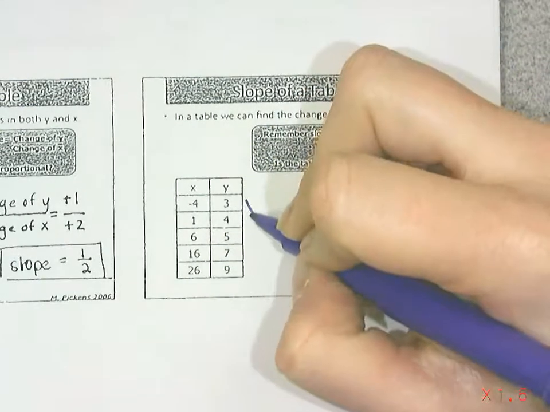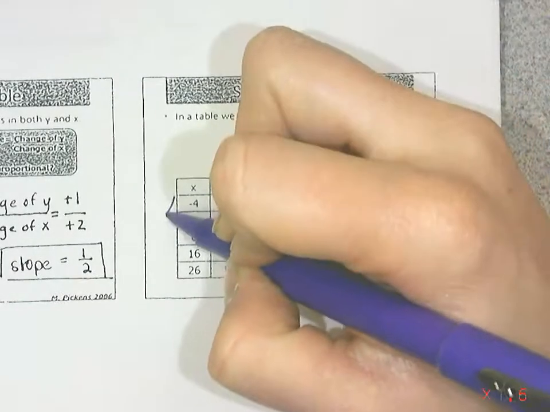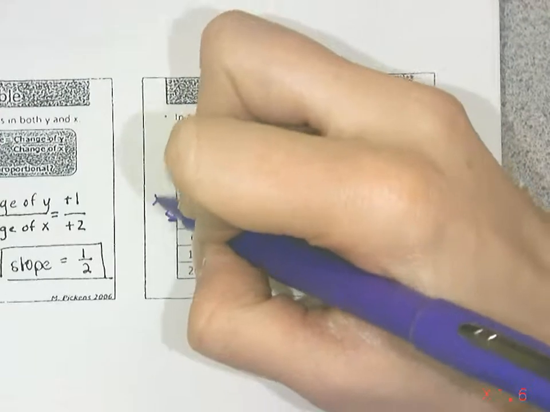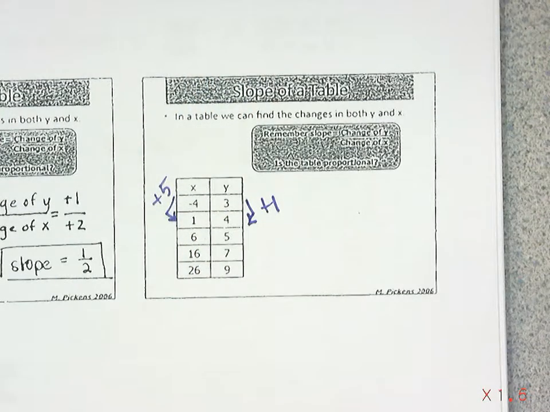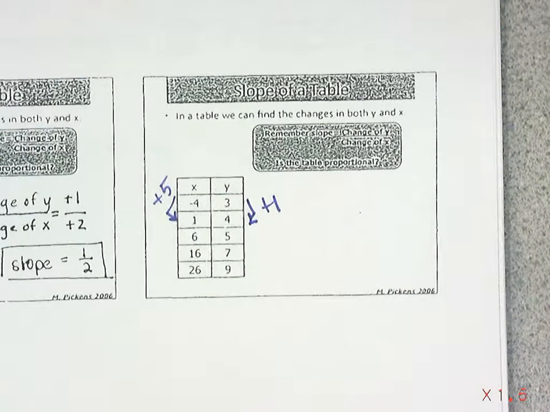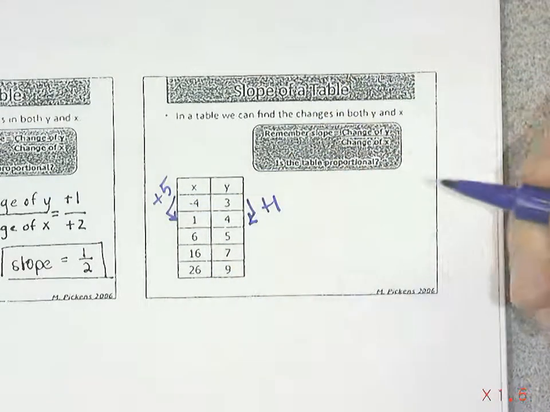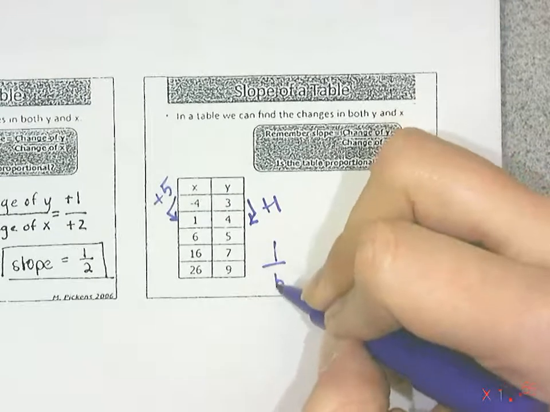So how do we go from 3 to 4? We add 1. How do we go from -4 to 1? We add 5. Then we need to write our slope. A slope is a fraction. It's like a unit rate, but a unit rate has to be over 1. Our slopes can be over any sorts of numbers. So we put the change in y on top of the change in x, and that makes our slope 1/5.